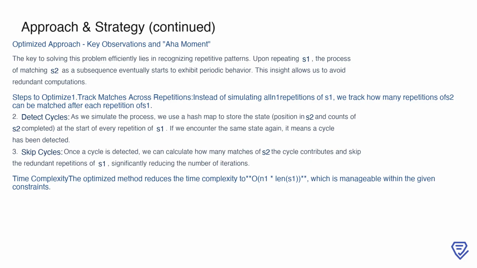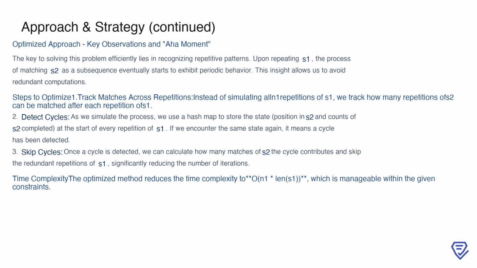The second step is to detect cycles. As we simulate the matching process, we use a hash map to store the current state. This includes the position in S2 and the count of S2 repetitions completed at the start of every repetition of S1. If we encounter the same state again, it means a cycle has been detected.